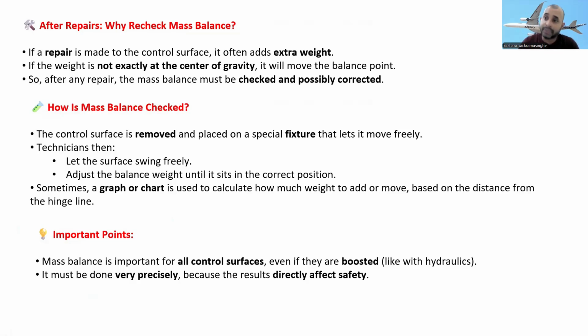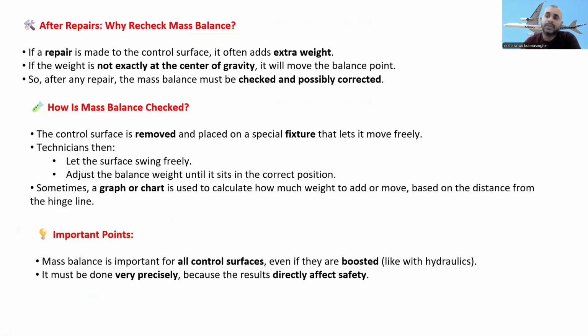The control surface is removed and placed on a special fixture that lets it move freely. Then technicians let the surface swing freely and adjust the balance weight until it sits in the correct position. Sometimes a graph or chart is used to calculate how much weight to add or move, based on the distance from the hinge line.